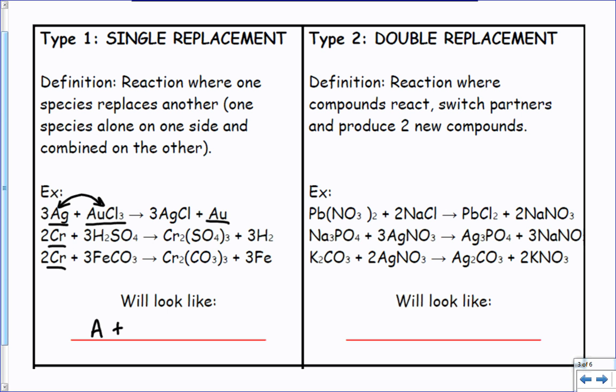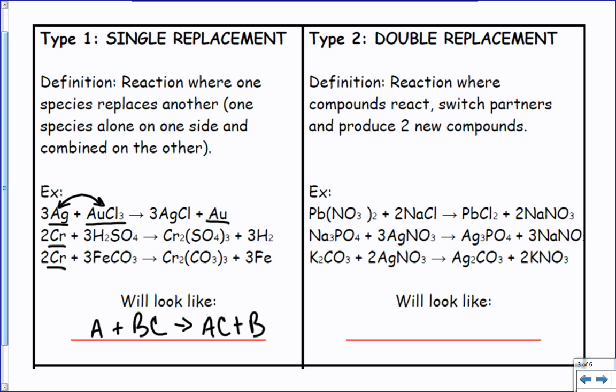A plus BC. So this would be the silver, the gold, and the chlorine. Goes to AC plus B. That's the general formula. Okay? Now, double replacement is just what it sounds like.